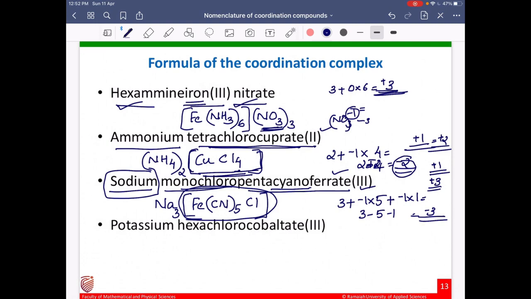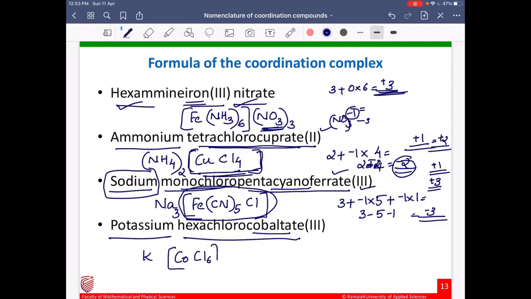Next is potassium hexachlorocobaltate(III). Here we have a cation and an anion, and the anion is the complex ion. First we write the cation, which is potassium. So we put the potassium symbol, but we don't know how many potassium counter ions should be there. That we can see only after checking the charge of the ligands and the central metal in the anionic part, which is the complex ion. So hexachlorocobaltate(III). We require the central metal, that is cobalt. So we wrote cobalt.